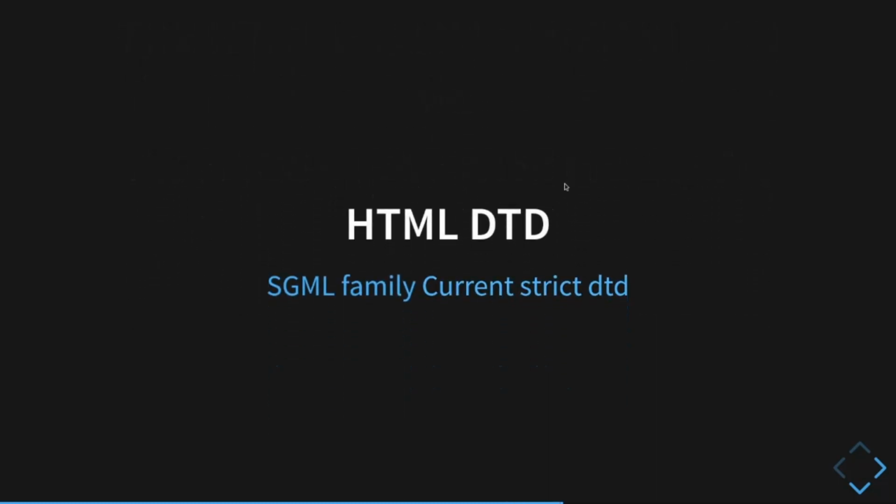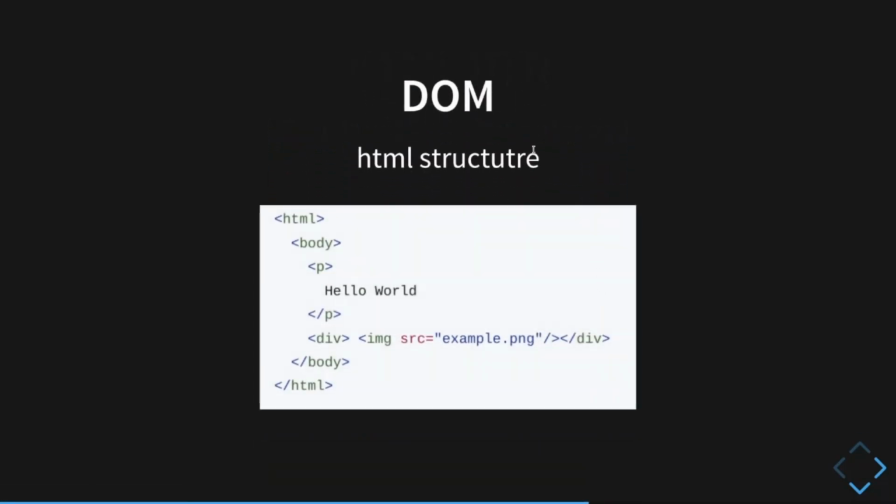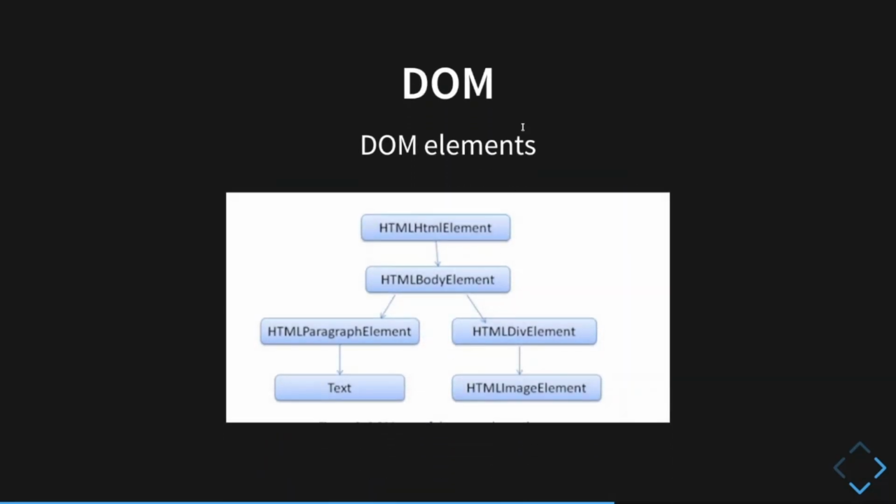So we have the HTML DTD. HTML is a part of the SGML family, with its own DTD. So we have a simple HTML DOM structure, which consists of an HTML tag, a body tag, a p tag with hello world, and a div with an image. Also, it will create DOM elements.